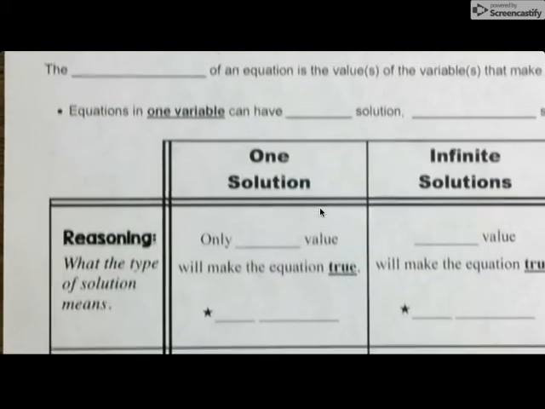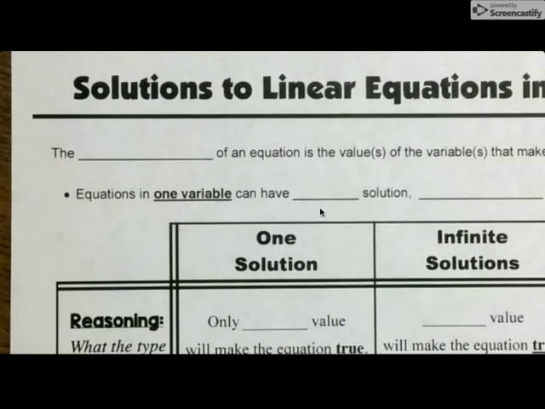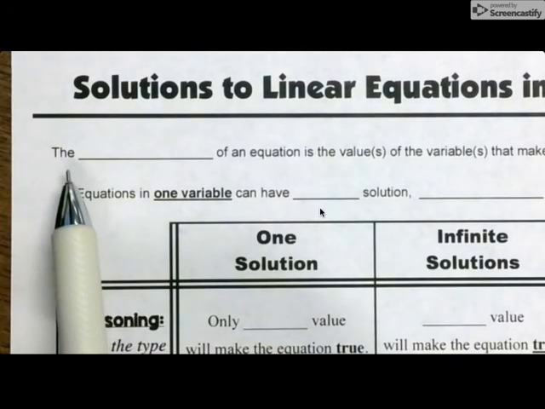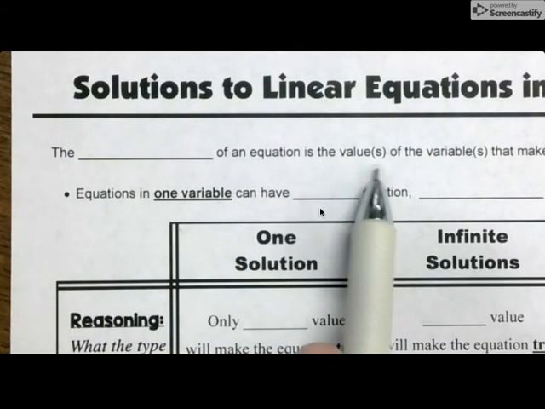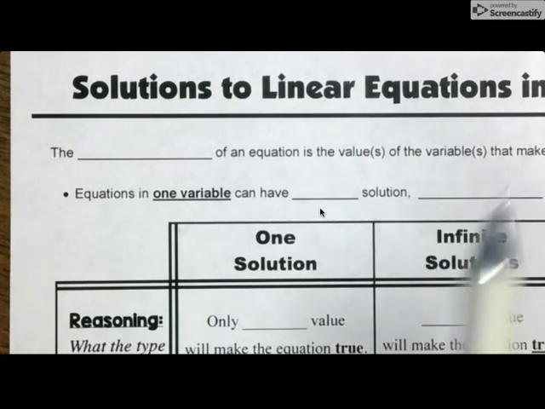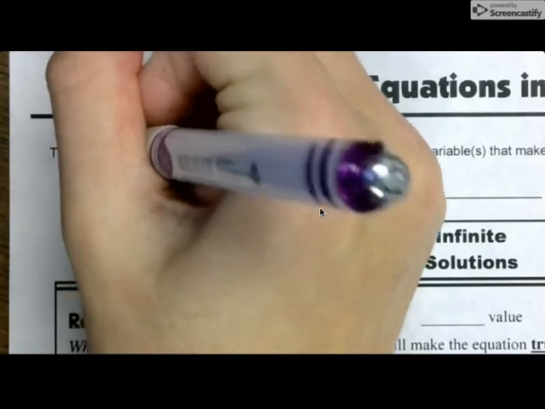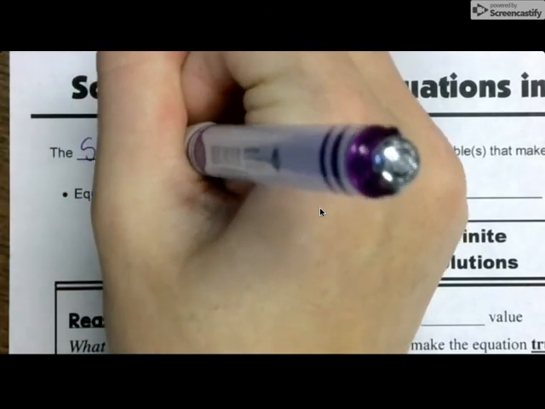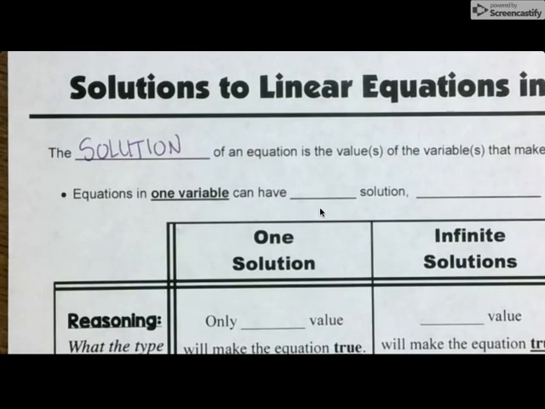Okay, so we are going to finish what we started in class last period. However, I want to do one more piece of notes before we do that. We're going to come back to this again, but I want to make sure that you have the information. At the top of the paper, it says the blank of an equation is the value or values of the variable or variables that make the equation a true statement. So this is called the solution, which we always think of as our answer.